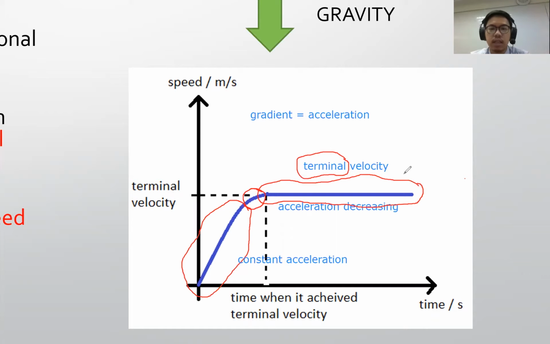So you can see here on the graph, when you reach terminal velocity, your speed is constant. That's why the graph is a horizontal straight line. On a graph, a horizontal straight line means the speed is constant. So during terminal velocity, the speed is constant.